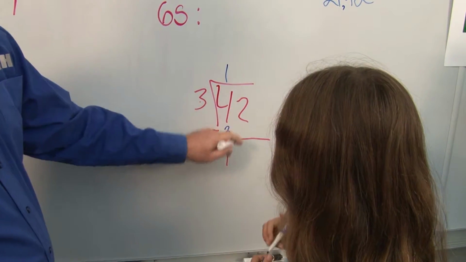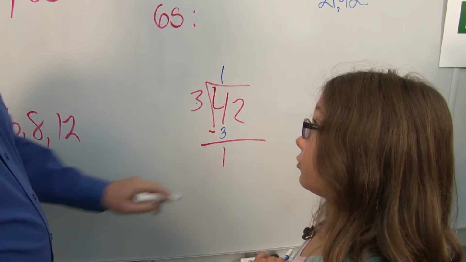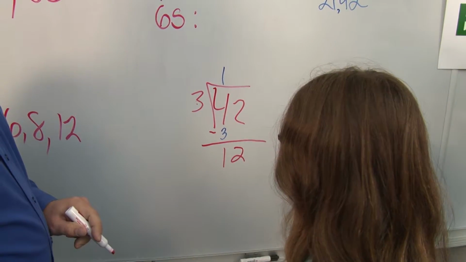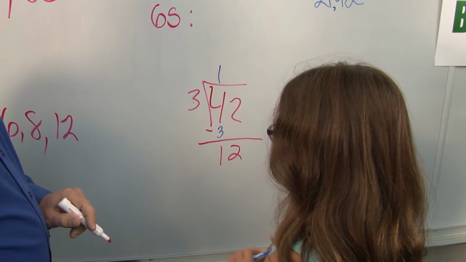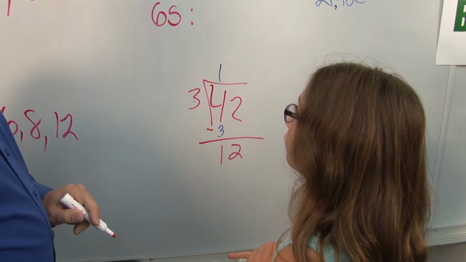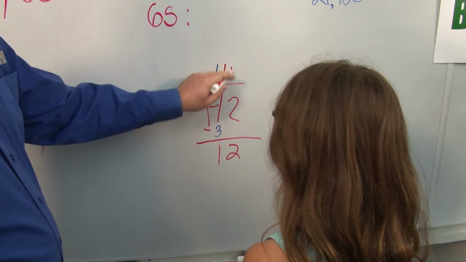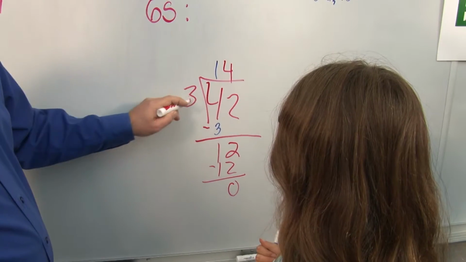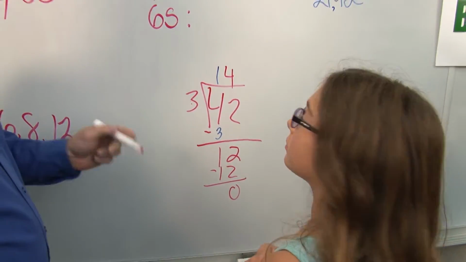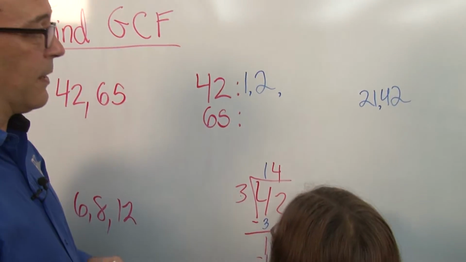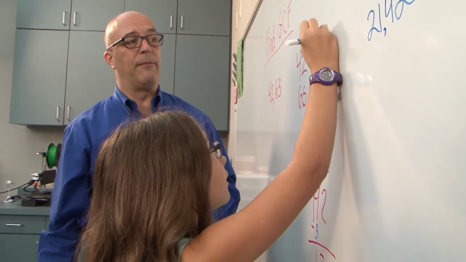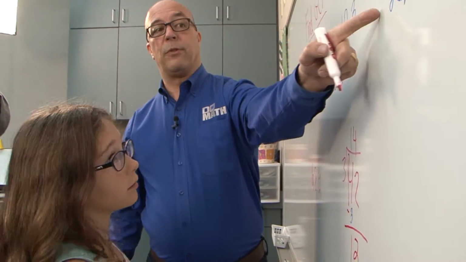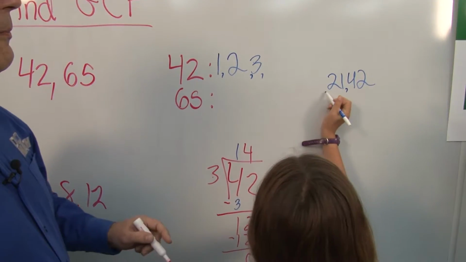And then what do you do with that 2? Bring it down, right? So now how many times does 3 go into 12? 4 times, right? So 12 minus 12 is 0. So 3 does go into 42, how many times? 14 times. So what do we have to put after the 2? 3. And it's going to be 3 times what? 3 times 14. So the 14 we're going to put over here. Do I put a comma? Mm-hmm.